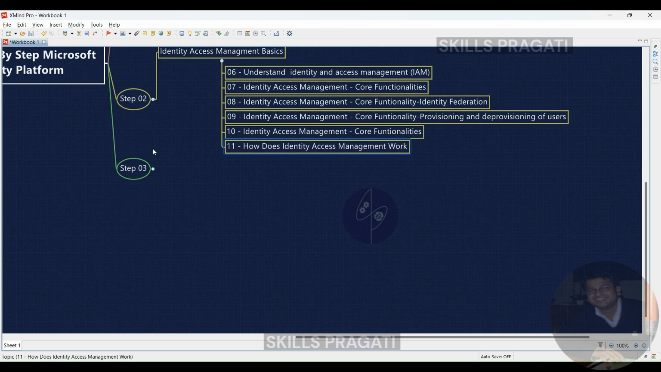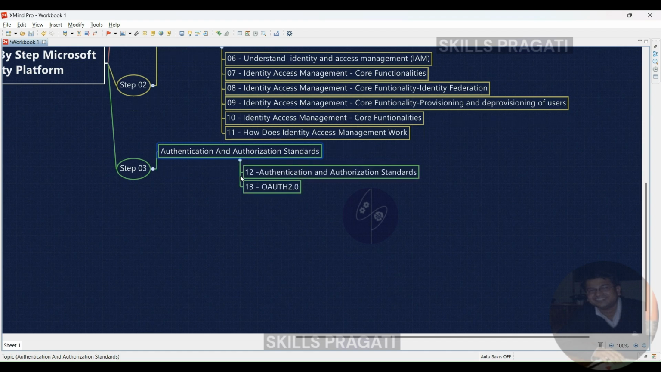In this final step, we'll introduce you to authentication and authorization standards used in the industry, with a focus on OAuth 2.0. These standards provide guidelines for implementing secure authentication and authorization mechanisms in your applications. Various standards and protocols govern authentication and authorization processes, ensuring interoperability and security across different systems and platforms. Understanding these standards is essential for implementing robust identity management solutions.